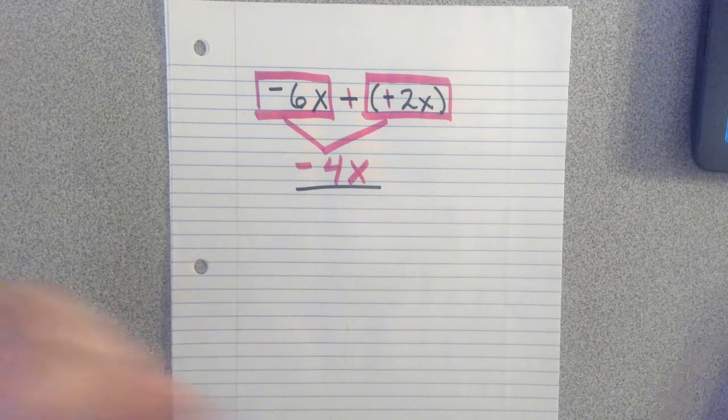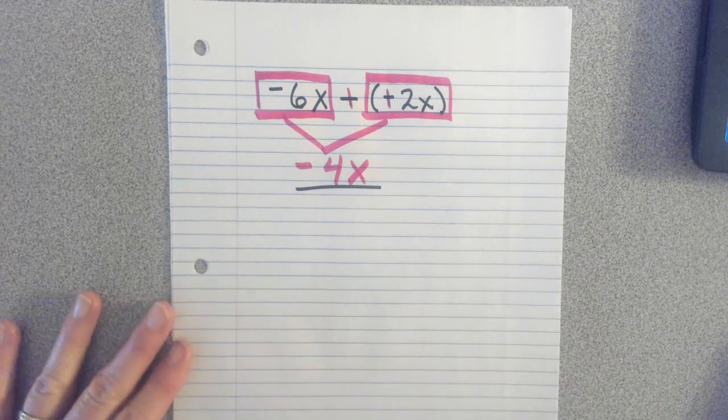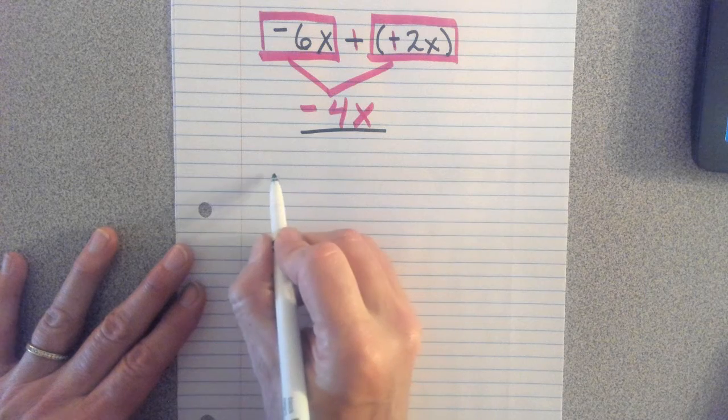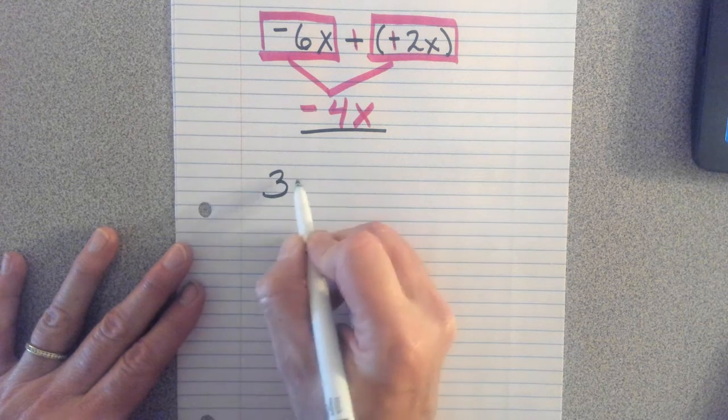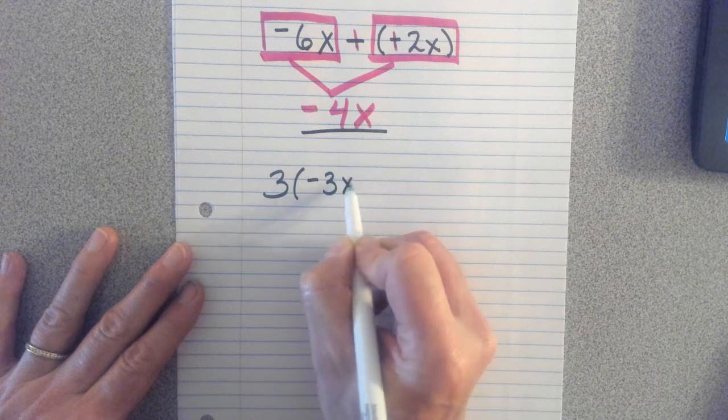All right. Let's move on to 2 more examples, and then we'll have some practice. Okay, say we're multiplying 3 times -3x.